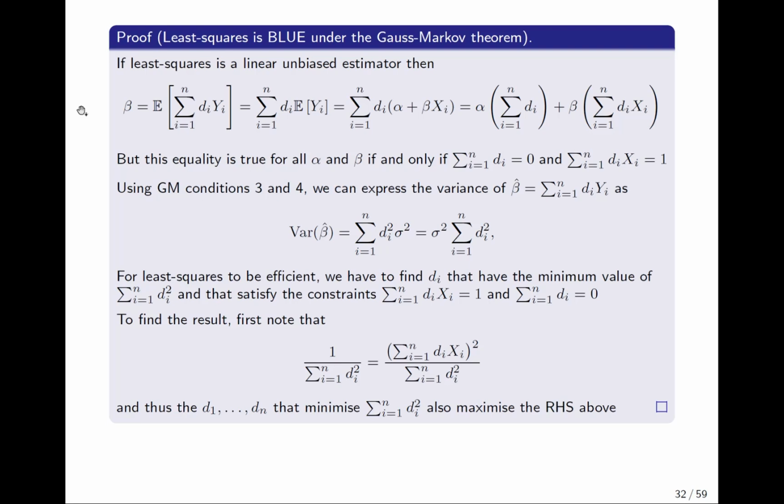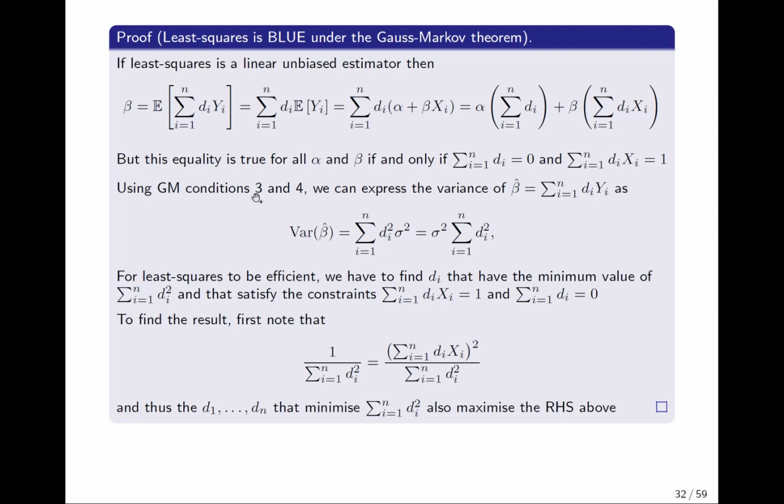Now, this is saying that beta, the true value of beta, is equal to this expression here. Well, we can see immediately that can only be true if this quantity here disappears, and therefore the sum of our unknown fixed constants must equal 0. And it's also only going to be true if this expression here is equal to 1. So the sum of our unknown constants times xi must equal 1. And these are two conditions that we're going to use as constraints in a constrained optimization problem to prove that least squares has minimum variance.